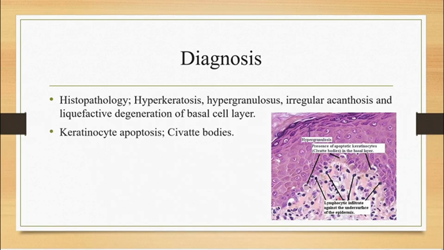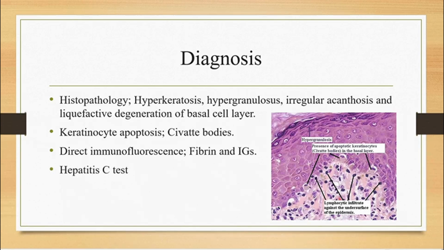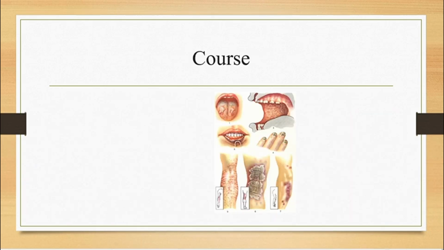If you do a direct immunofluorescence test, you can see heavy deposits of fibrin and immunoglobulins. To find out the cause, you can also do a hepatitis C test and also an allergy test. Cutaneous lichen planus usually persists for months, but in some cases it can go up to years.